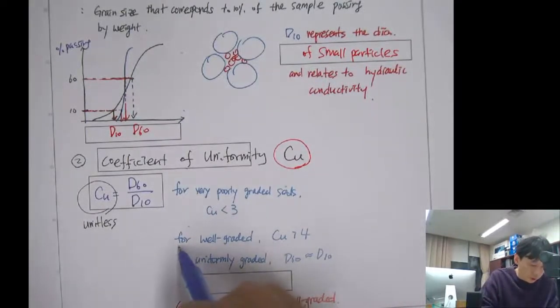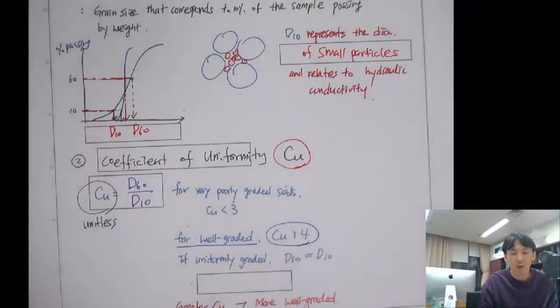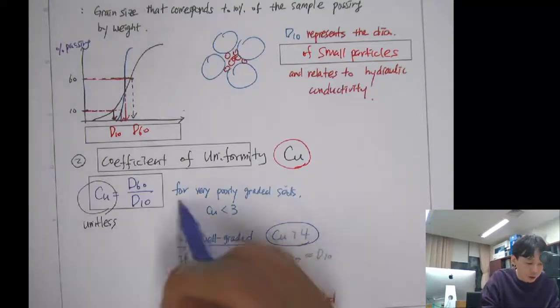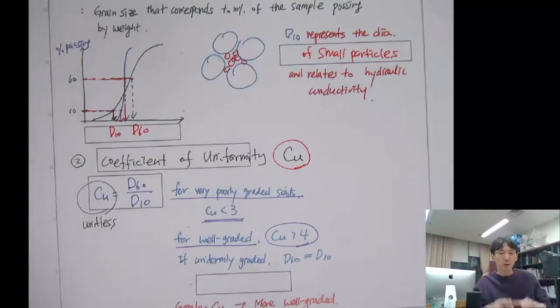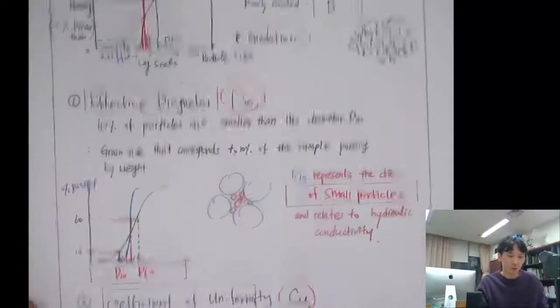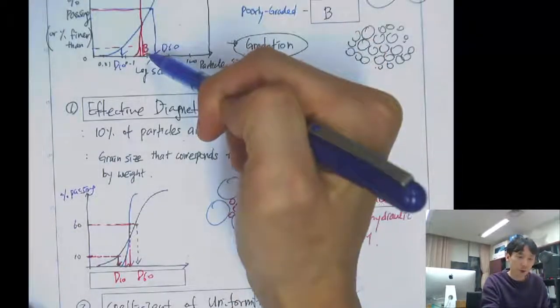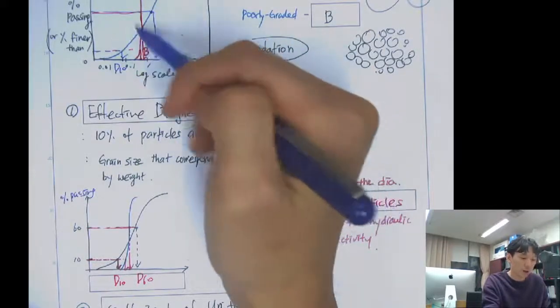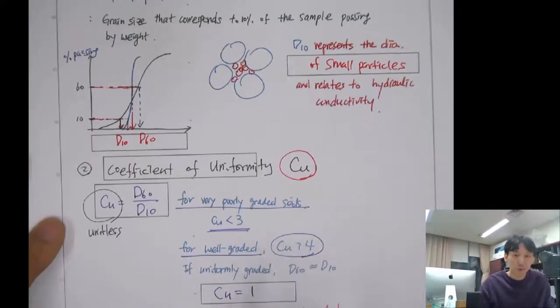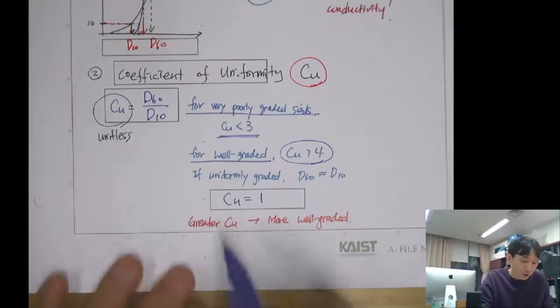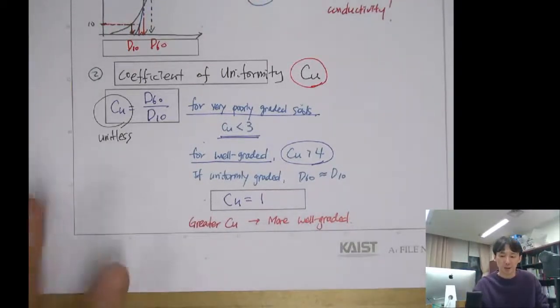So if it's well graded, Cu increases, so it has a large value. And if it's poorly graded, then Cu is less than 3, so it will have a very small value. If you have just one particle size, a uniformly graded soil, then D10 will be the same as D20, D30, D60, right? If it's just a straight vertical line at a right angle, then D10, D90, D50 will all be the same, right? So then Cu will be 1. So a greater Cu means that it's more well graded.